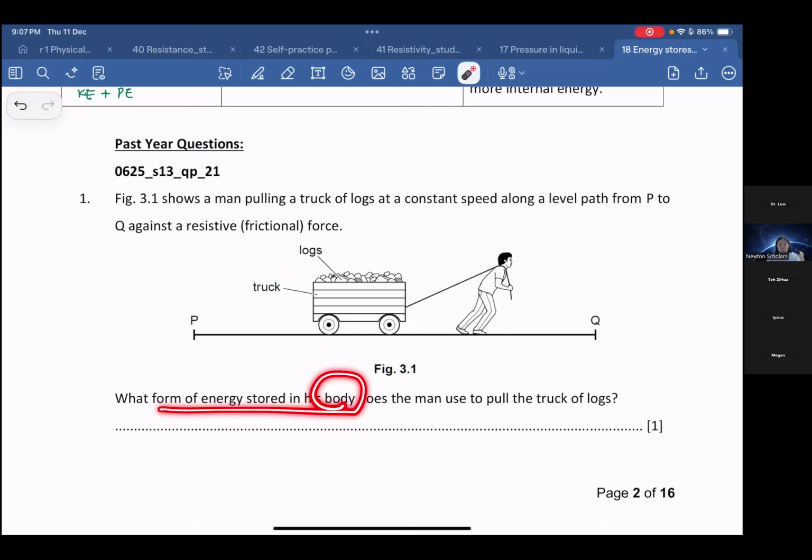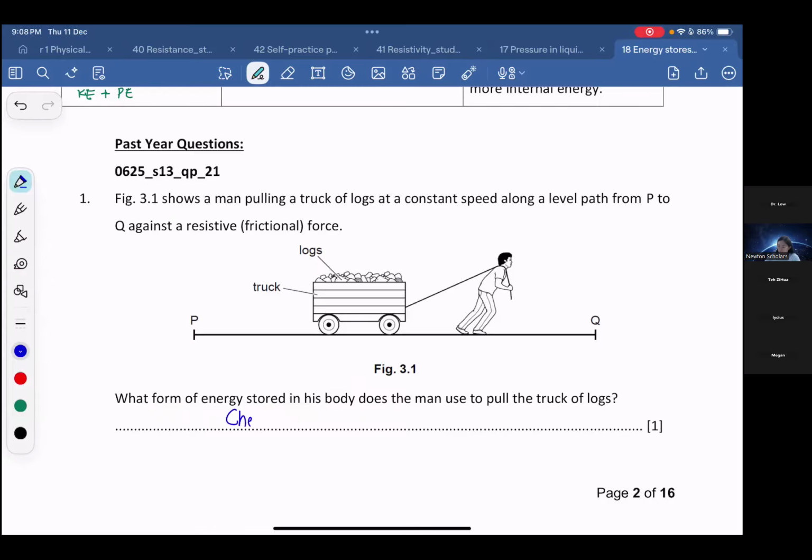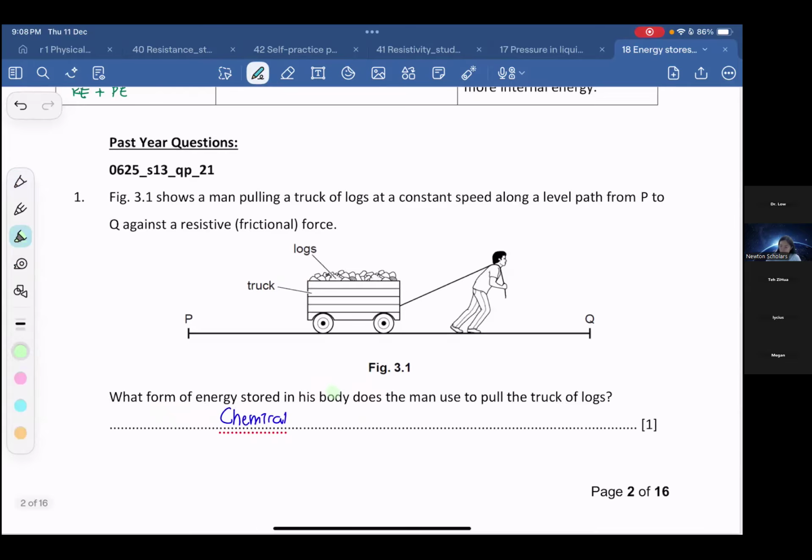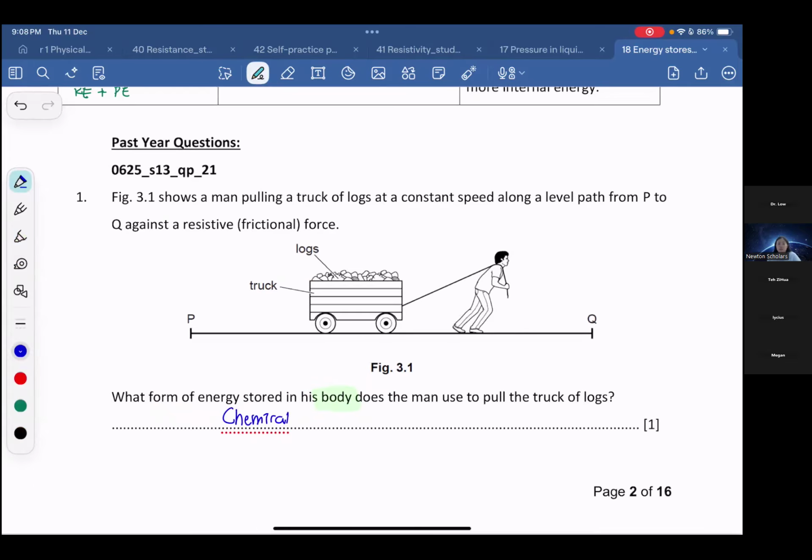Just now we got so many energy stored. So can you tell me? Correct. How about others? Angeline, correct. Chemical. Okay, can you highlight body? Inside your body actually is chemical. Okay, chemical. So we go to your page number 3.